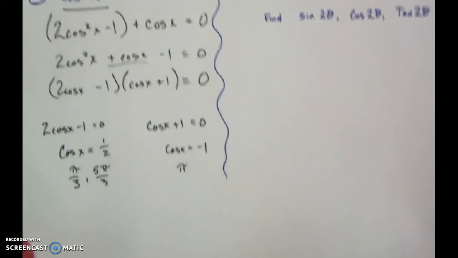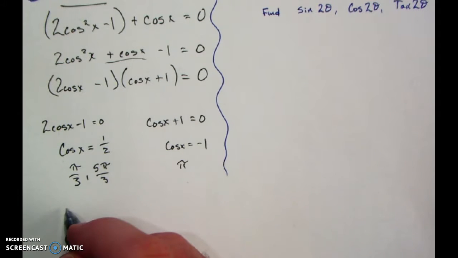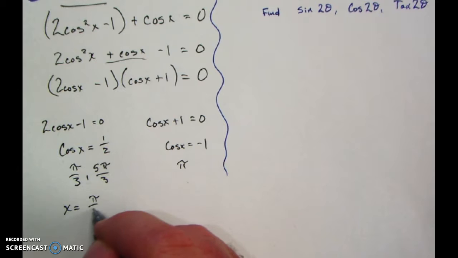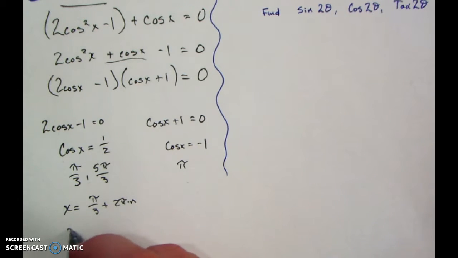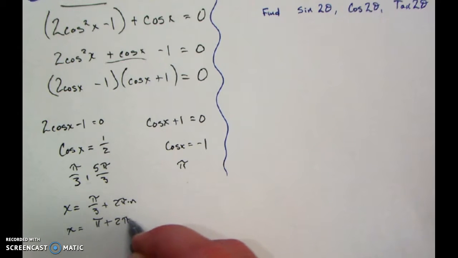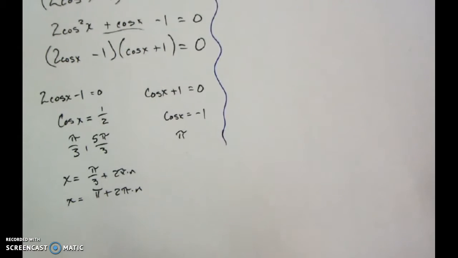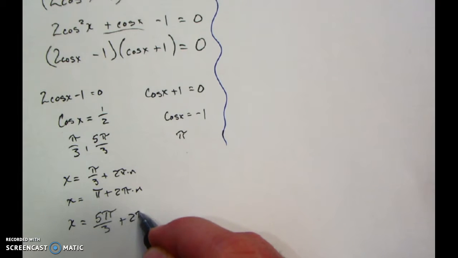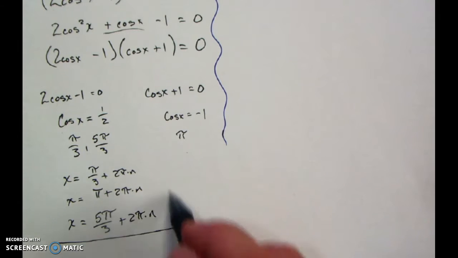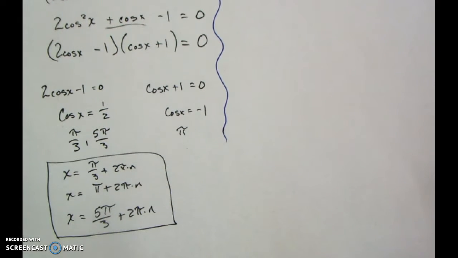If we're talking about all possible solutions, now we would take each of those and say, well, my x is going to equal pi over 3 plus 2 times pi times n. x is going to be equal to pi plus 2 times pi times n, and x is going to be equal to 5 pi over 3 plus 2 times pi times n for our three solutions there.